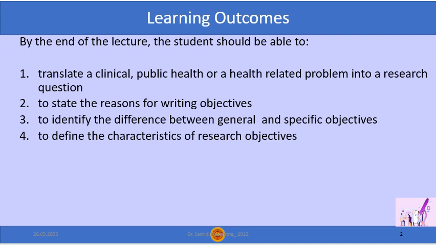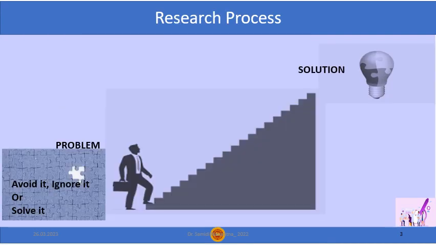In this slide, I have listed out the learning outcomes. So, by the end of this lecture, the student should be able to translate a clinical, public health or a health related problem into a research question, to state the reasons for writing objectives, to identify the difference between general and specific objectives, to define the characteristics of research objectives.